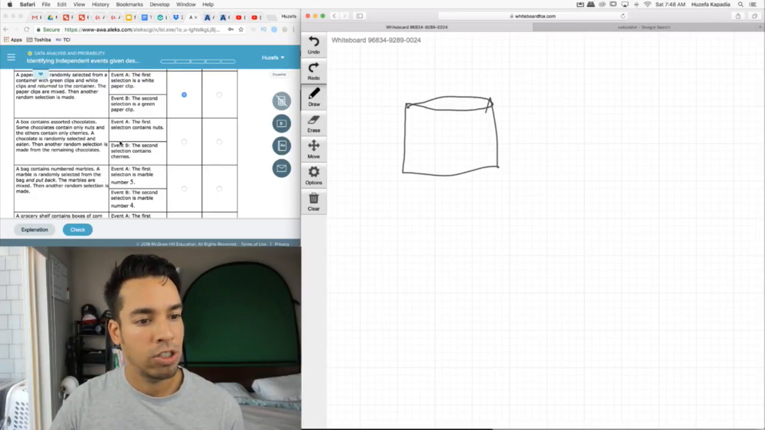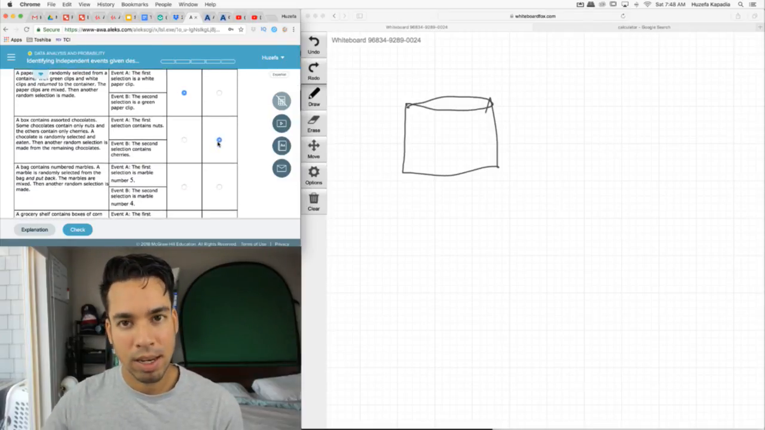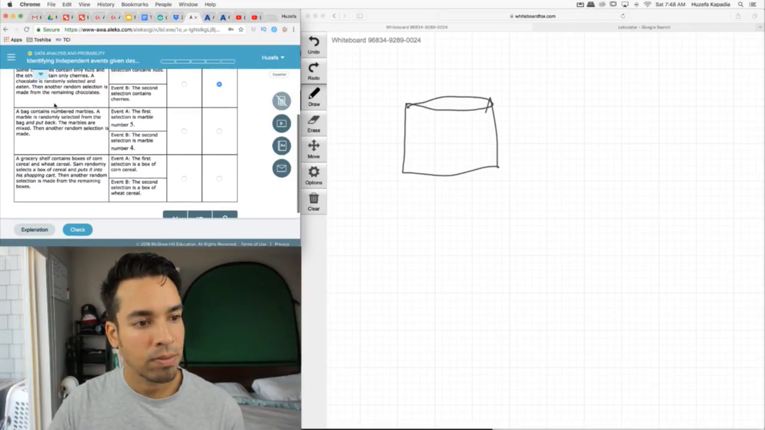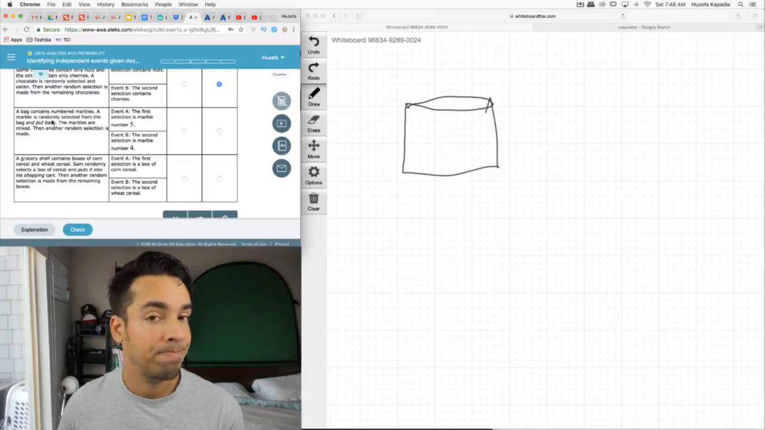Then another random selection is made. So the first selection contains nuts, the second selection contains cherries. These are dependent because we're not replacing, we're not resetting the original batch. So now you can see that's a shortcut, right? We can look for the fact: are they replacing it or are they not? If they don't replace it, it's dependent.